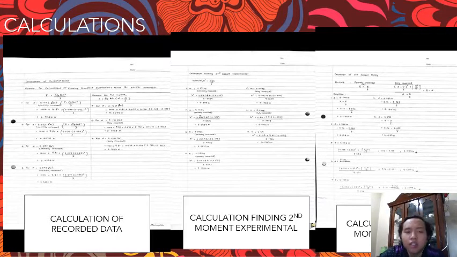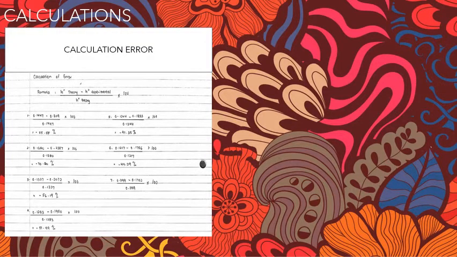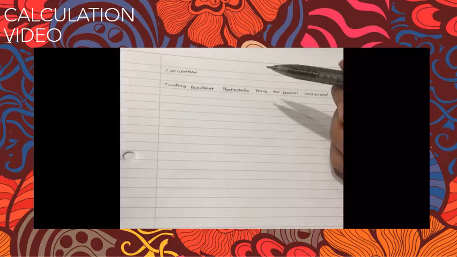This is the picture of the calculation. There is the calculation of recorded data, the calculation for finding the second moment experimental, the third is the calculation of the second moment theory, and the fourth is the calculation of error. So this is a picture of the calculation, and I will record a video of how I get the values of all these calculations. This is the calculation video.